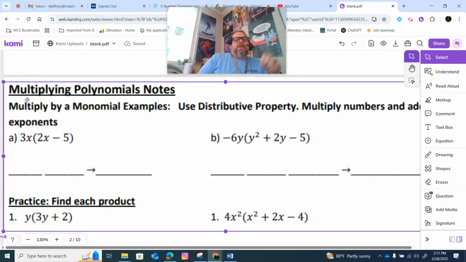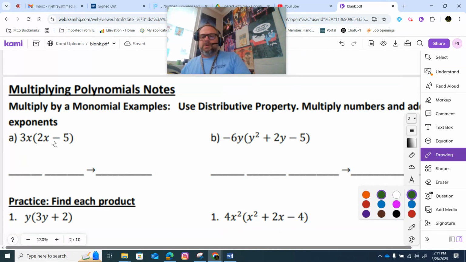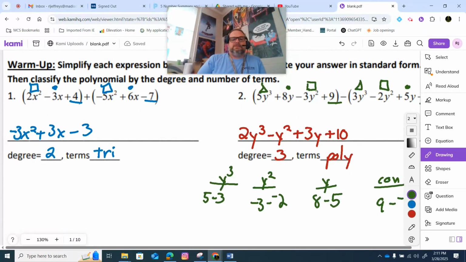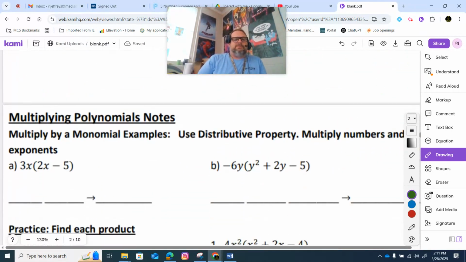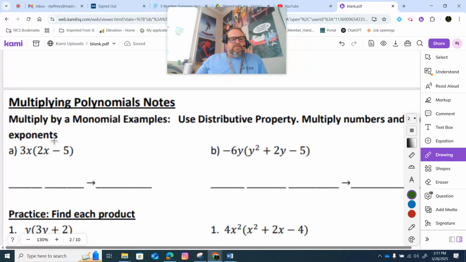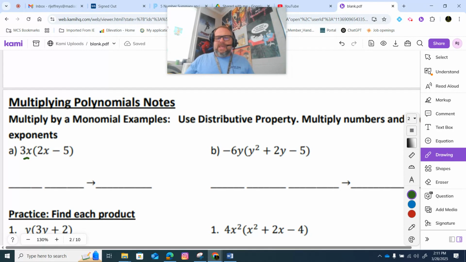All right. So multiply by monomial. So we're multiplying something by a monomial. Remember yesterday we learned our terms. Oh wait, we did not. Oh yeah, we did say these were bi and tri. All right, so this is our monomial. This one term.